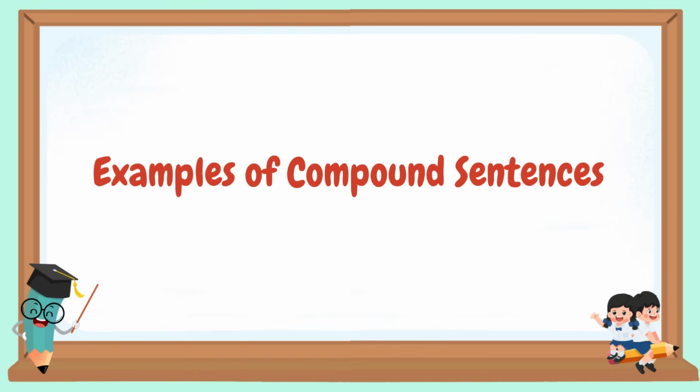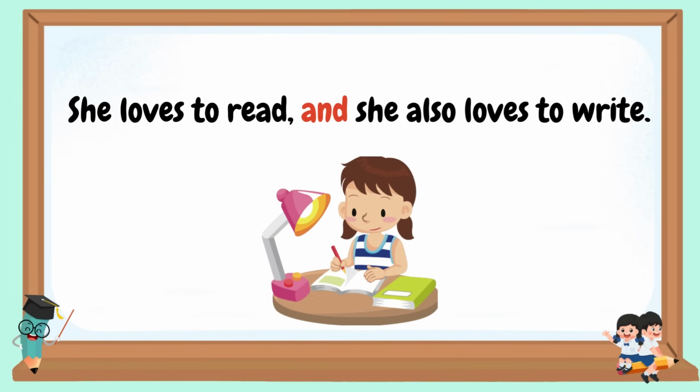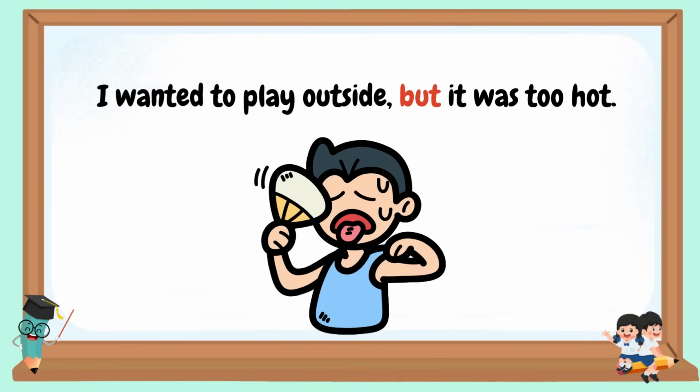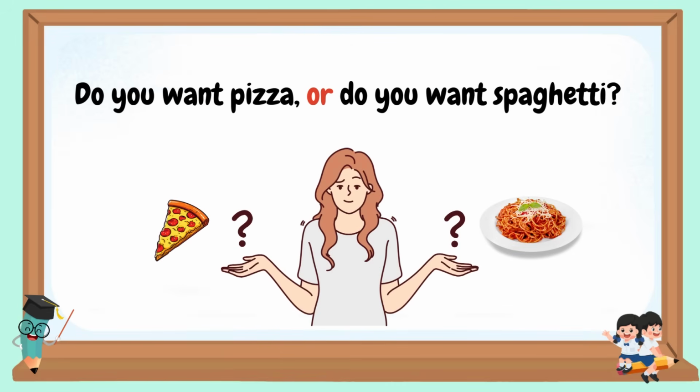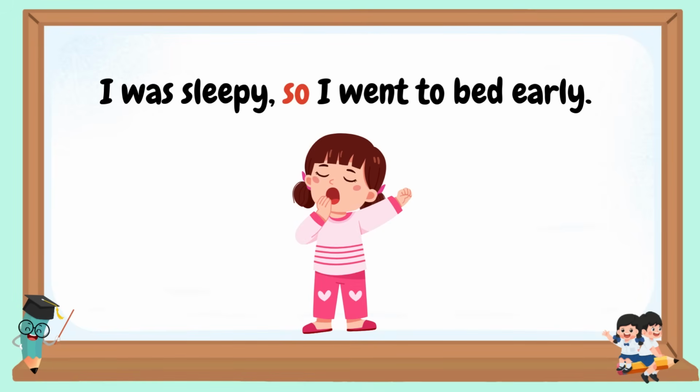Here are some examples of compound sentences. I stayed home for it was raining outside. She loves to read and she also loves to write. He doesn't like carrots, nor does he like broccoli. I wanted to play outside, but it was too hot. Do you want pizza or do you want spaghetti? He is very young, yet he is already responsible. I was sleepy, so I went to bed early.